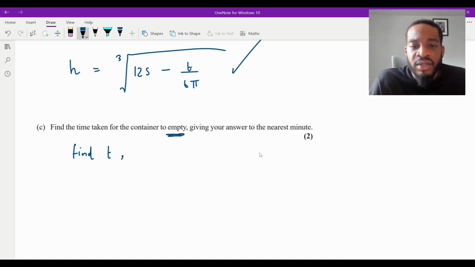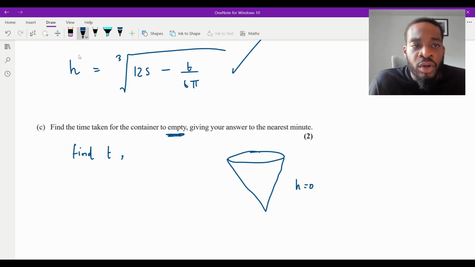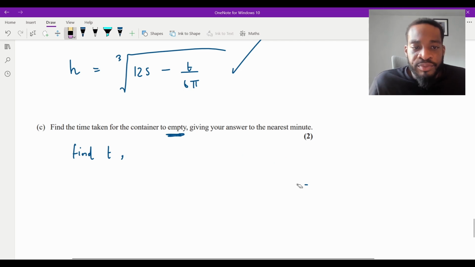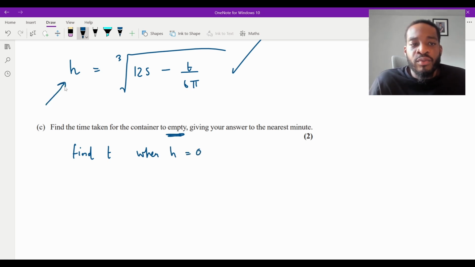If the container is empty, remember the diagram was like this, then the height is 0, isn't it? It's all the way at the bottom. There's no more water, yeah? So we're going to just find t when h is 0. So I'll plug this in here. Find t when h is equal to 0. So we need to solve that. We can set this equal to 0 and then cube, but it's actually just the same as making this 0, isn't it? If h is 0, then this would have to be 0 inside. So I can actually just go straight away and set this equal to 0. But it's the same thing as making this equal to 0 and cubing it as well.